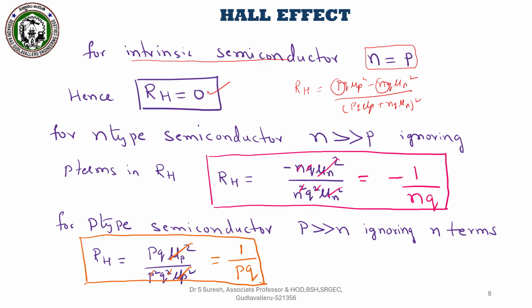For n-type semiconductor, we know that n is far greater than p. Ignoring the p terms, what we are going to get is nq mu n square by n square q square mu n square. So Hall coefficient is negative. Which kind of semiconductors? N-type semiconductors. Hall coefficient is going to be negative. And in the case of p-type semiconductor, we know that holes are majority carriers, p is far greater than n. Ignoring n terms in this expression, taking care of only p terms, PQ mu P square by p square q square mu P square. So RH is equal to 1 by pq. So it is only possible for p-type semiconductor.